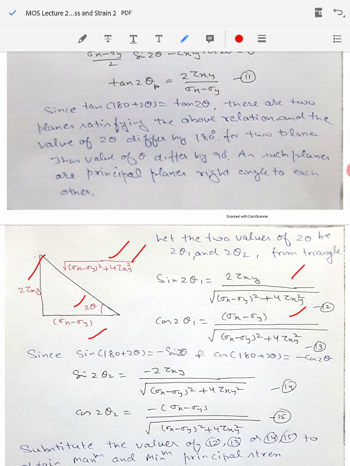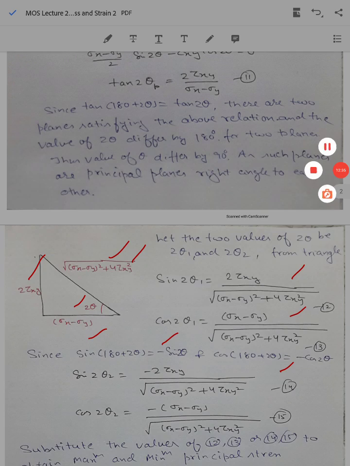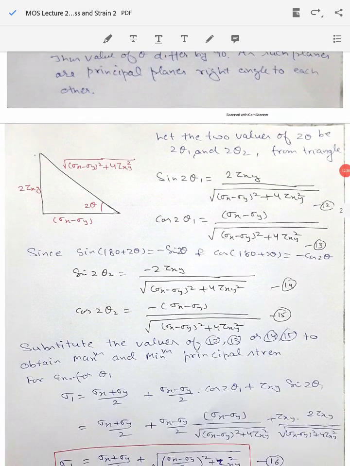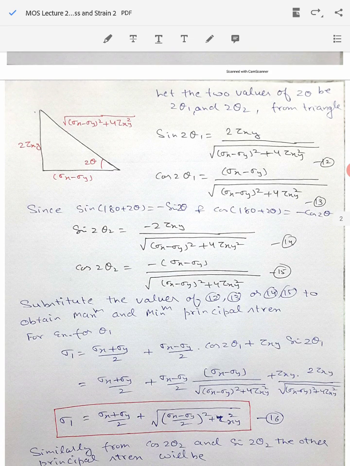Now the other angle, as we know, is at 180 degrees from this angle, 2 theta 1. So sine of 180 plus 2 theta is equal to minus sine 2 theta, and cos of 180 plus 2 theta is equal to minus cos 2 theta. So therefore the second angle will give you the sine 2 theta 2 and cos 2 theta 2 values as shown in equations 14 and 15. Now we will substitute these values of sine 2 theta and cos 2 theta from equations 12 and 13, or we can use the pair 14 and 15 for angle theta 2, to obtain the maximum and minimum principal stresses.